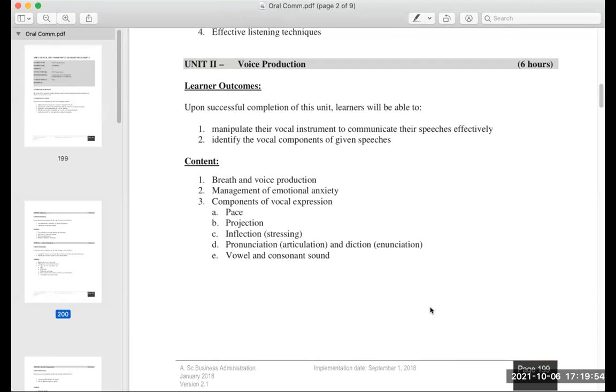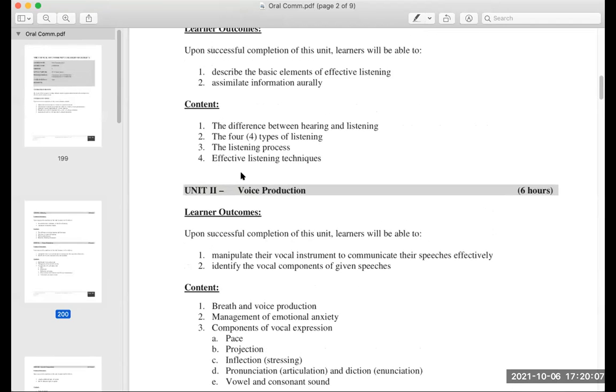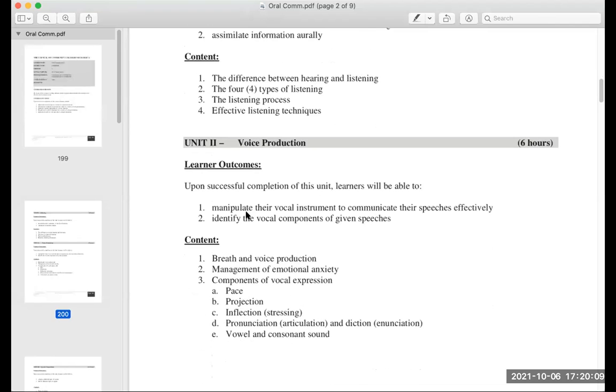All right, so today let me just share with you the course outline to see where we are. We're at Unit 2 now, where we're going to look at voice production and breathing, management of emotional anxiety, and components of vocal expression. We looked at the listening techniques and all of that. We did that. So now we're here.